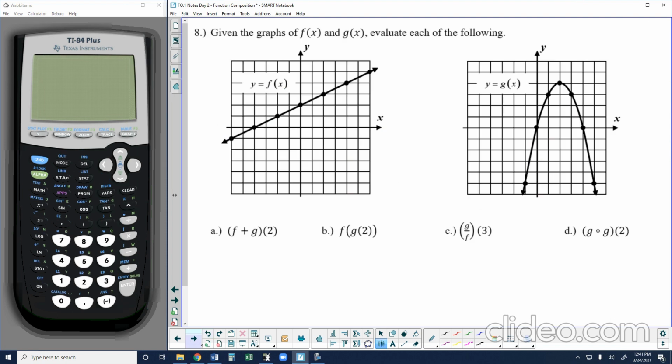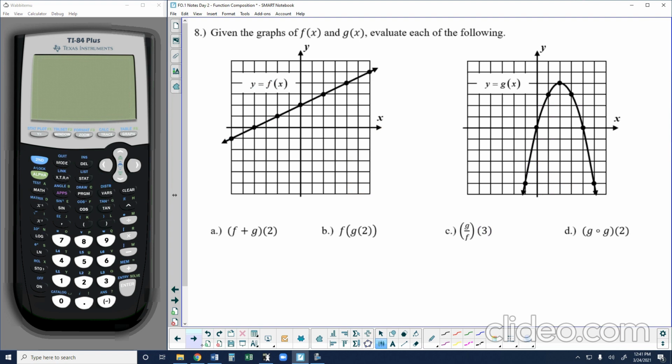Now let's take a look at some graphs. Let's take a look at some graphs in respect to addition and subtraction of functions, or function arithmetic, and function composition. And we're going to use the graphs to evaluate. So this is going to incorporate ideas of arithmetic and function composition.